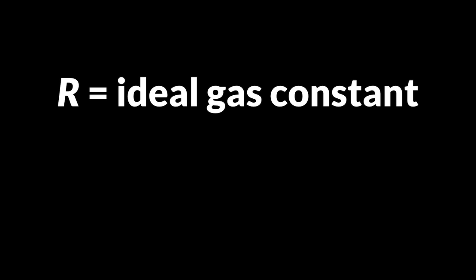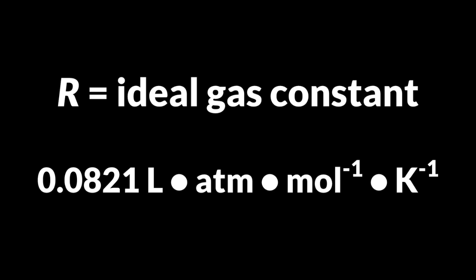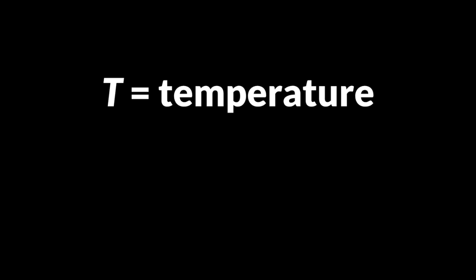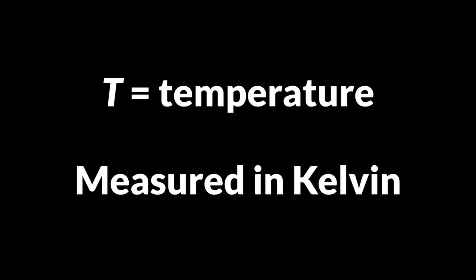Then we have R, the ideal gas constant, which we also talk about in our ideal gas law video. One accepted value for the ideal gas constant is 0.0821 liters atmospheres per mole Kelvin, a widely used value in chemistry and physics. Then we have T, which is just the temperature. It's measured in Kelvin, so it's an absolute scale.